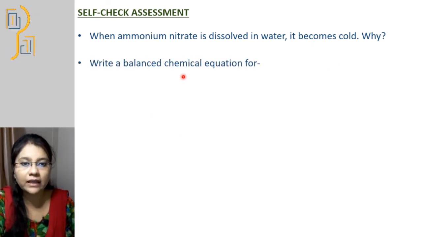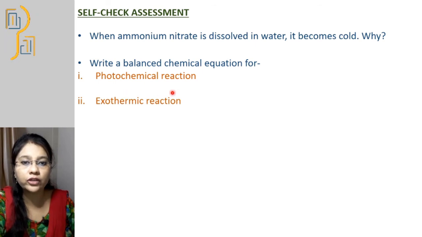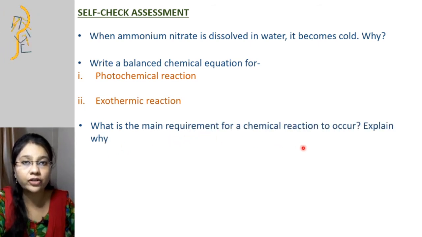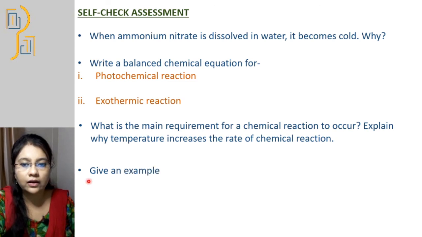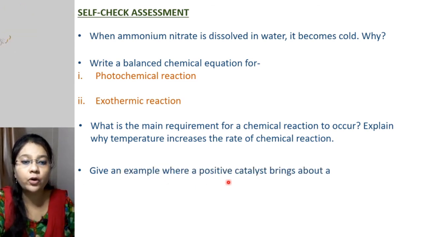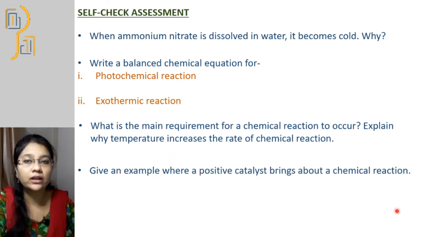Write a balanced chemical equation for a photochemical reaction and an exothermic reaction. What is the main requirement for a chemical reaction to occur? Explain why temperature increases the rate of chemical reaction. Give an example where a positive catalyst brings about a chemical reaction.